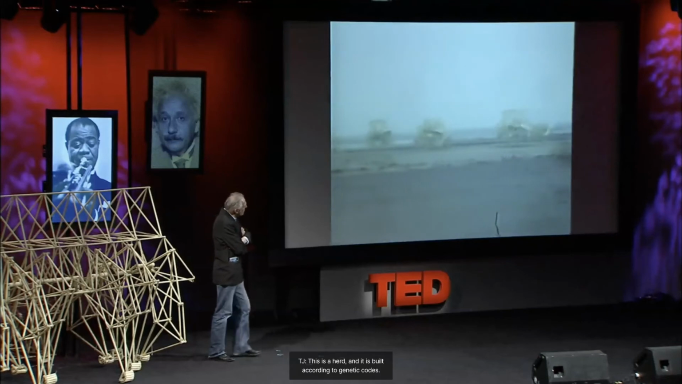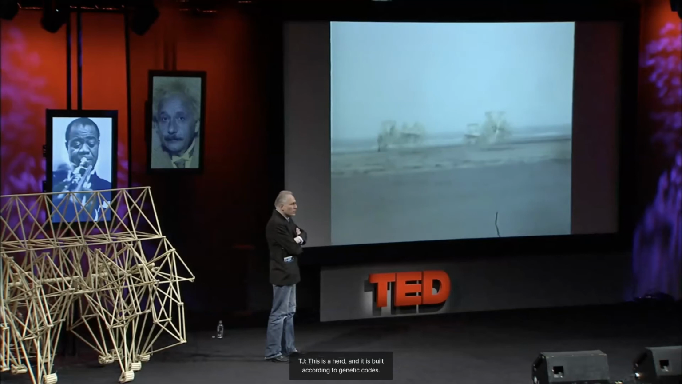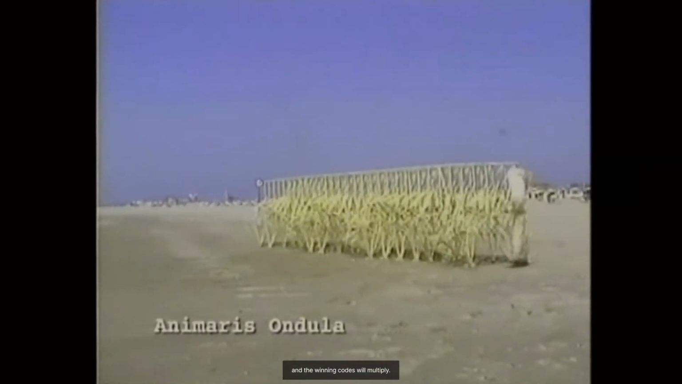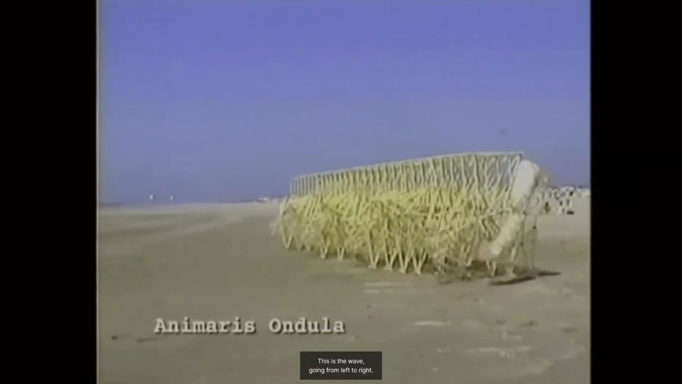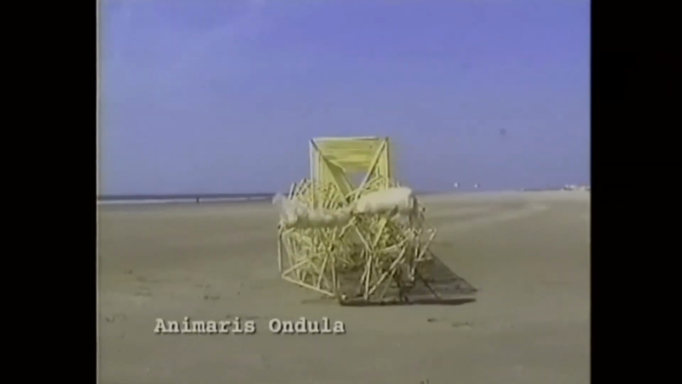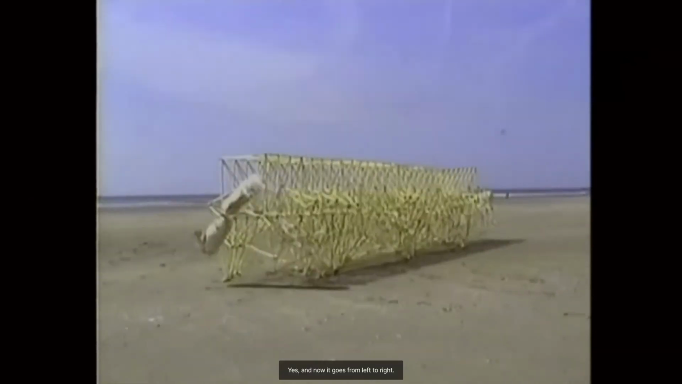This is a herd, and it is built according to genetic code, and this is a sort of race, and every animal is different, and the winning code will multiply. This is a wave going from left to right. You can see this one. And now it goes from left to right.